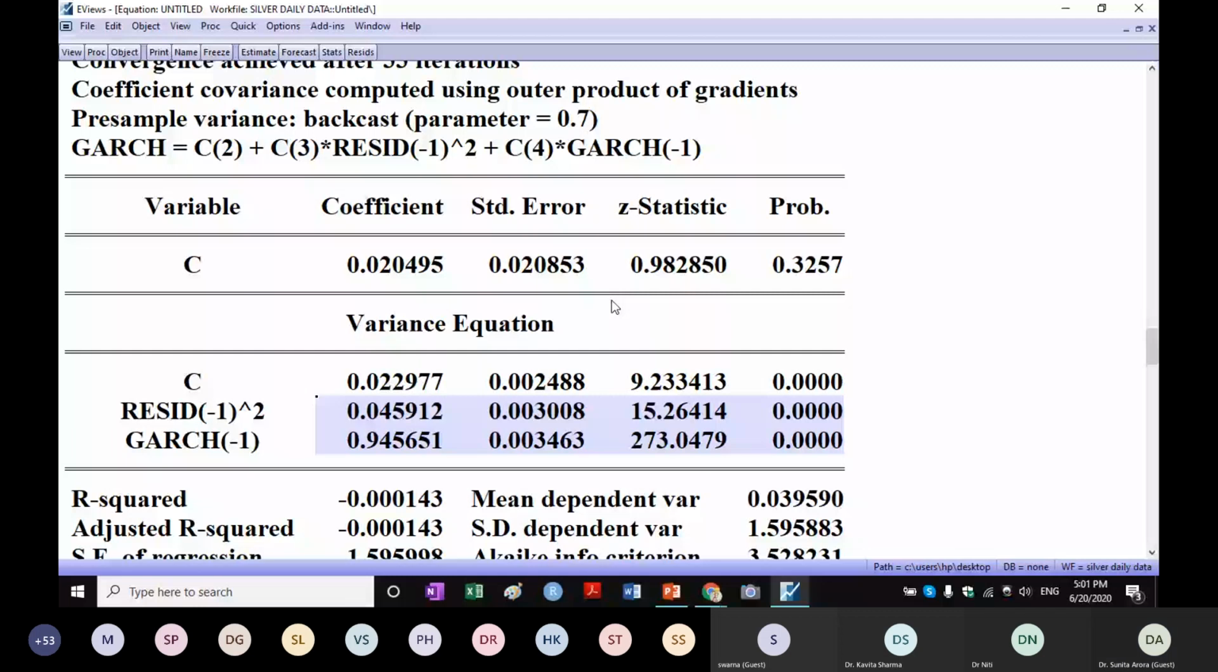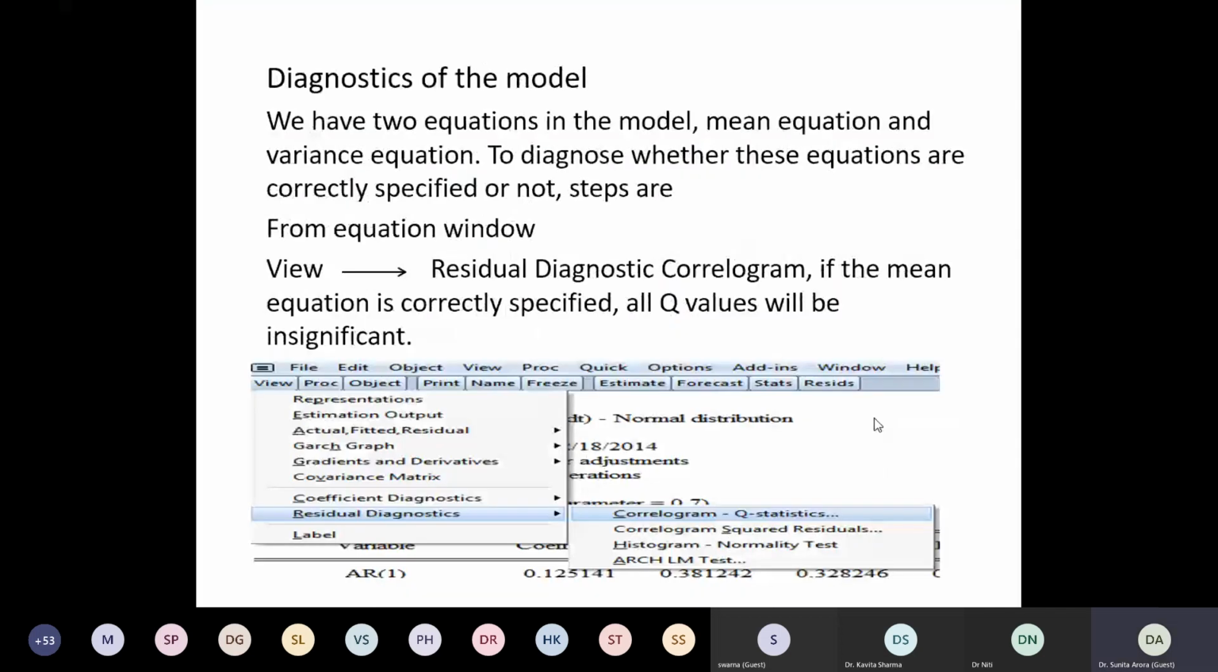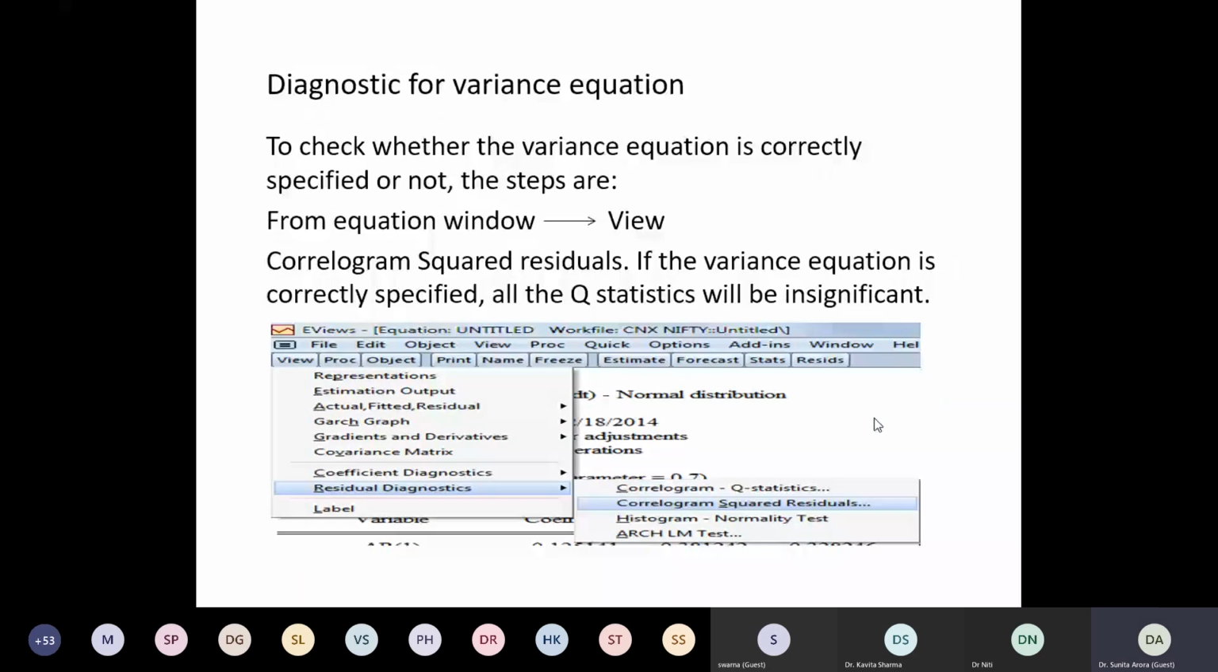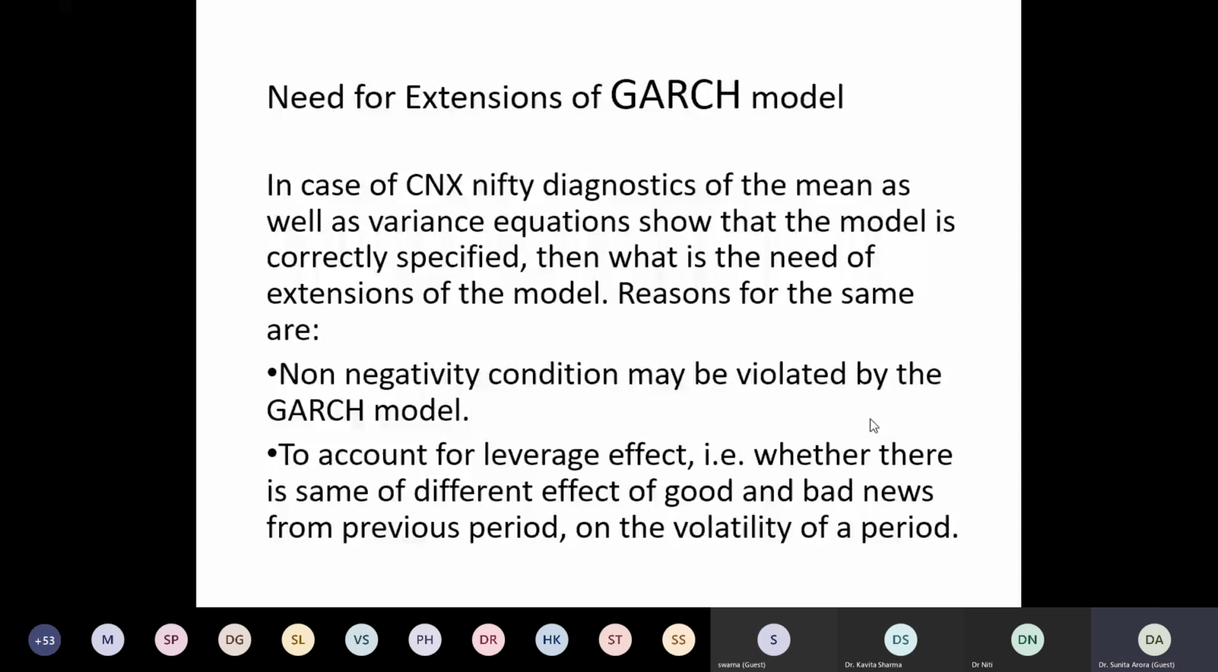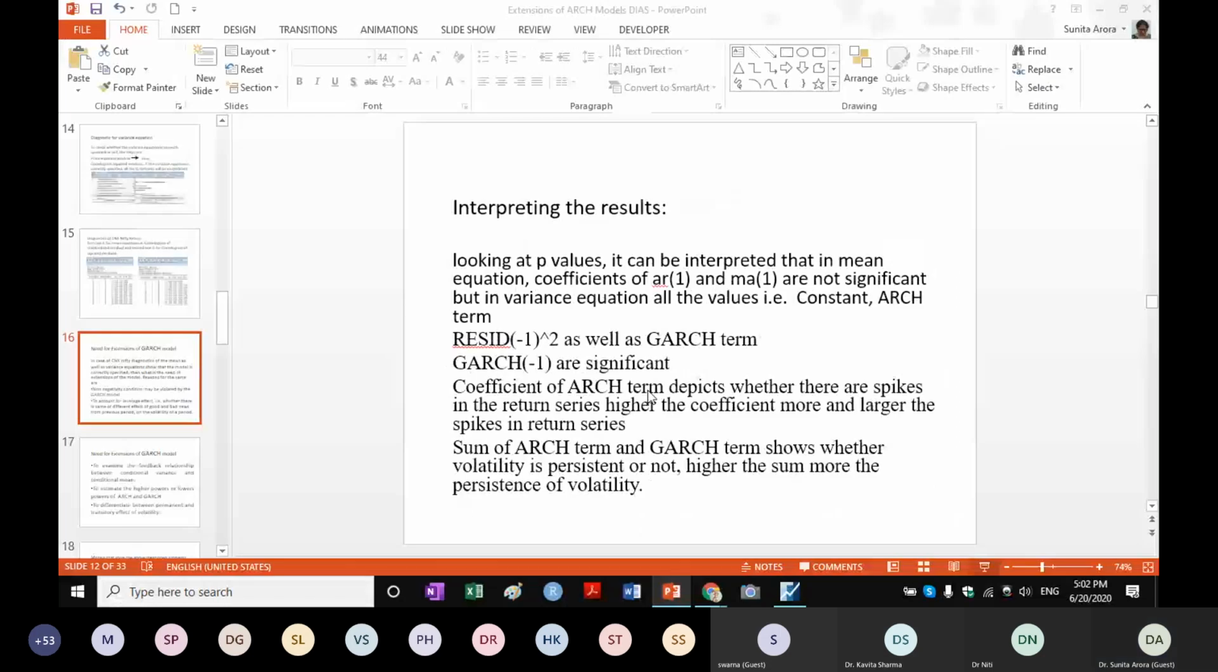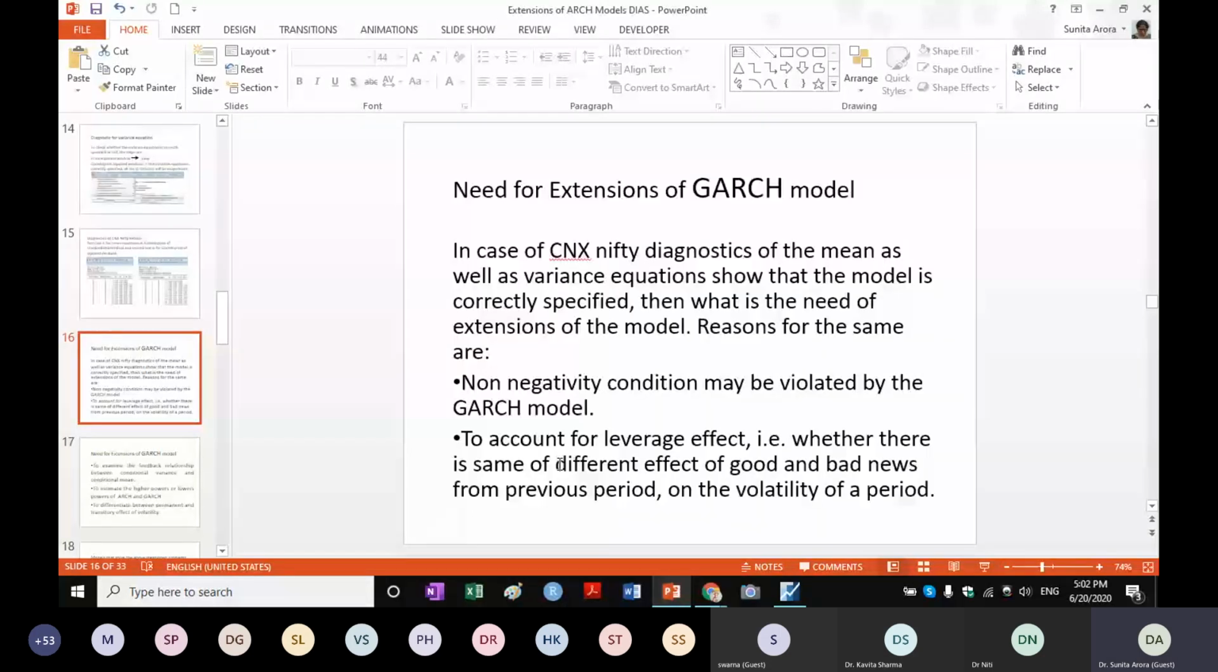I have shared this with you. Diagnostic model, you have to diagnose. I have told you the diagnostics for the variance equation. Then you have to check why we need an extension of the GARCH model. The GARCH model expects non-negativity in volatility, meaning the ARCH term should be non-negative, positive, and the GARCH term should be positive. And the second is that we want to account for the leverage effect. Someone was asking about news impact. That is the leverage effect, meaning whether positive news or negative news impacts volatility more. We will be seeing the different effects of good and bad news. How to check?